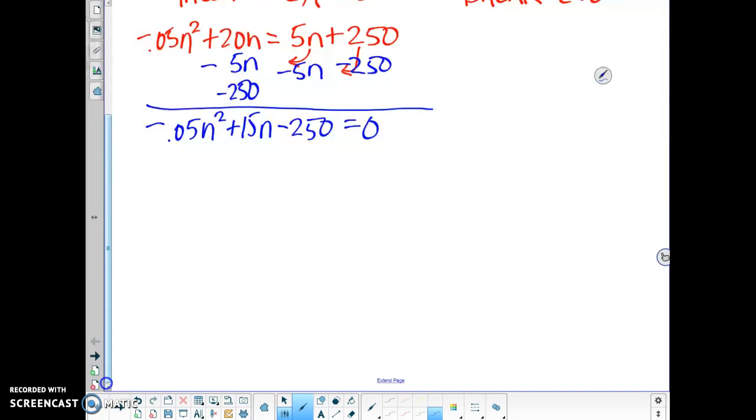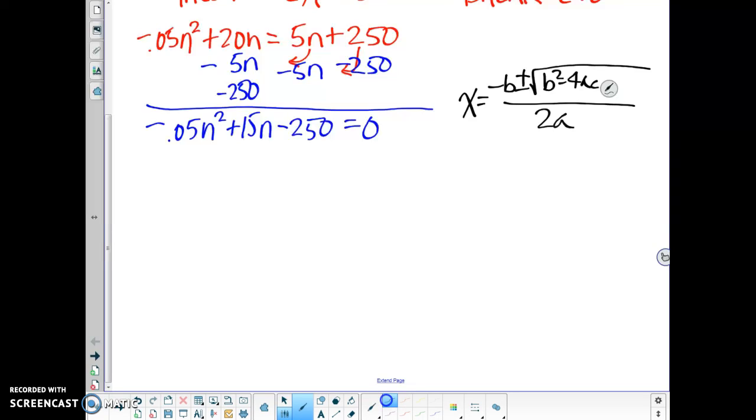Quadratic formula. And if you remember, the quadratic formula is x equals opposite b plus or minus the square root of b squared minus 4ac all over 2a. Pop goes the weasel. So when I go and try to put this in here, I'm going to make sure I know what my a, b, and c are. So this is A, this is B, this is C. In this case, instead of x, my variable is n.